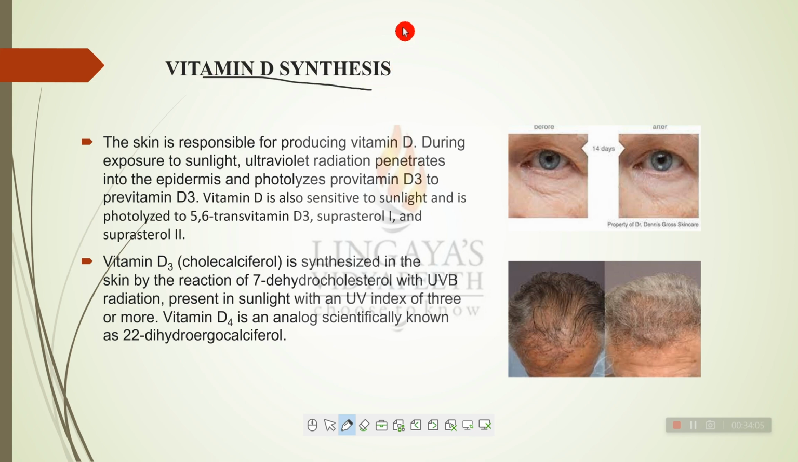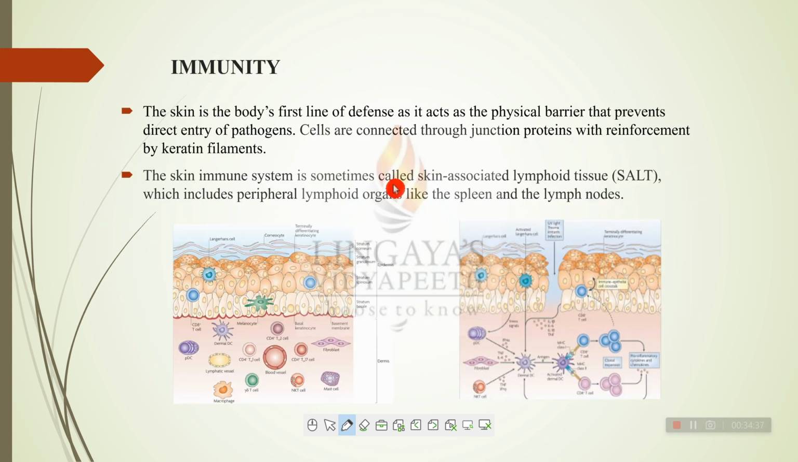Next function of the integumentary system is vitamin D synthesis. Vitamin D is synthesized with the help of skin because during exposure to sunlight, the ultraviolet radiation penetrates and converts it into its active form, which is cholecalciferol. It is synthesized by the skin by the reaction of 7-dehydrocholesterol with UVB radiation.